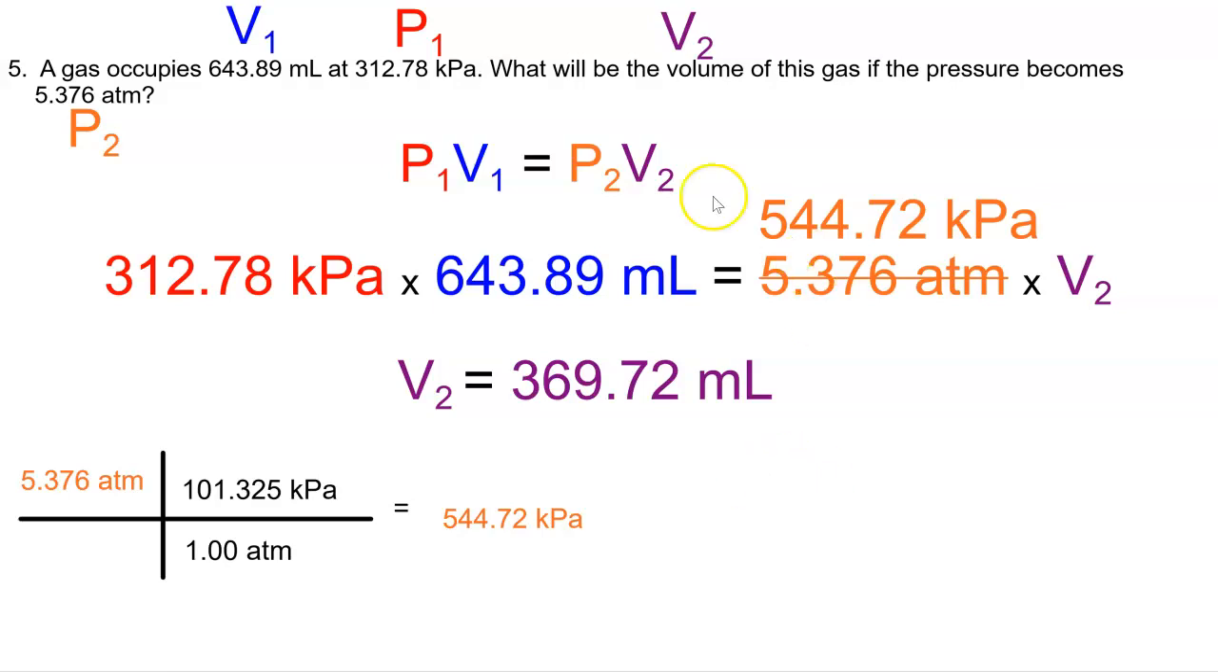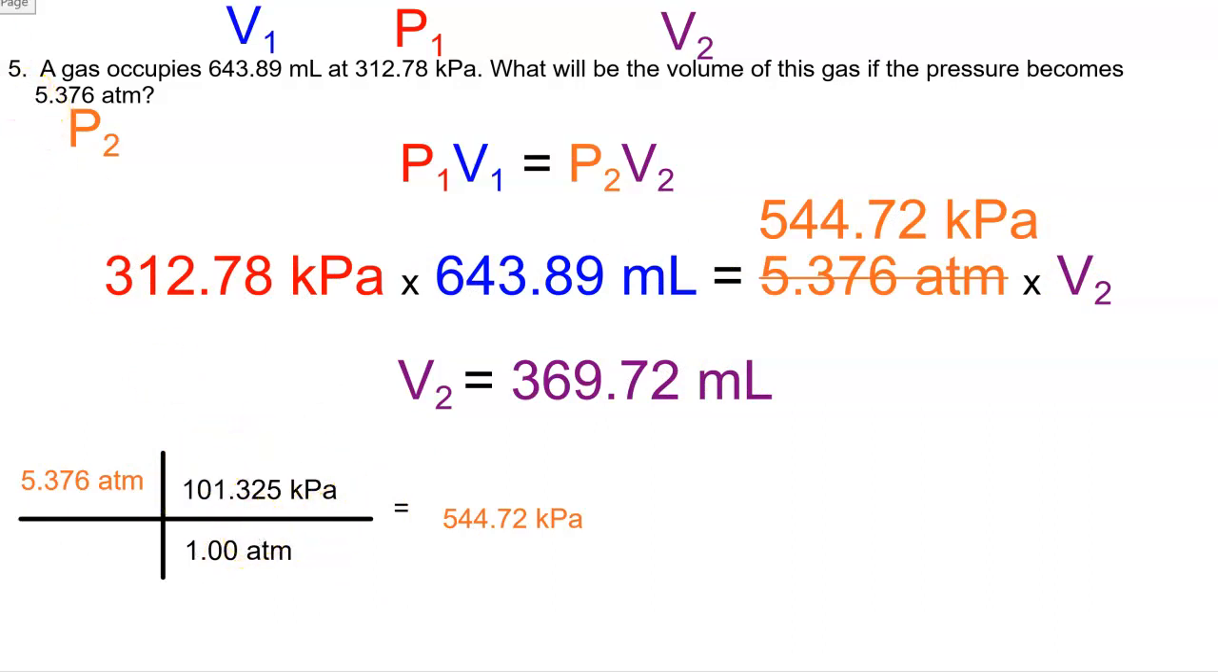Again, to receive credit, you must show everything you see on the screen with the exception of the labeling, although I encourage labeling. You must show a generic formula, numbers with units, an answer with units, and any grids that you must do in terms of converting units.